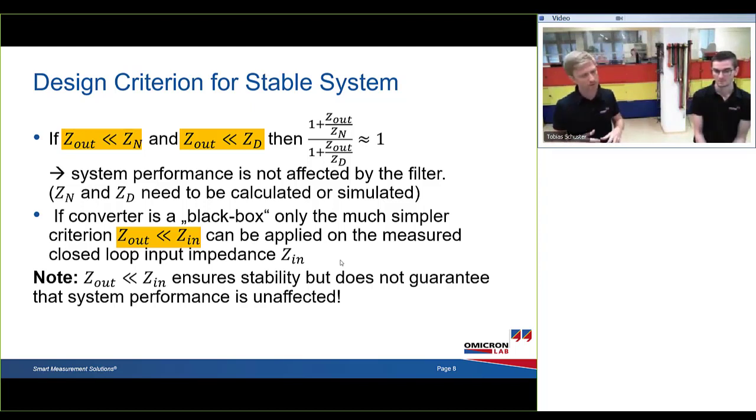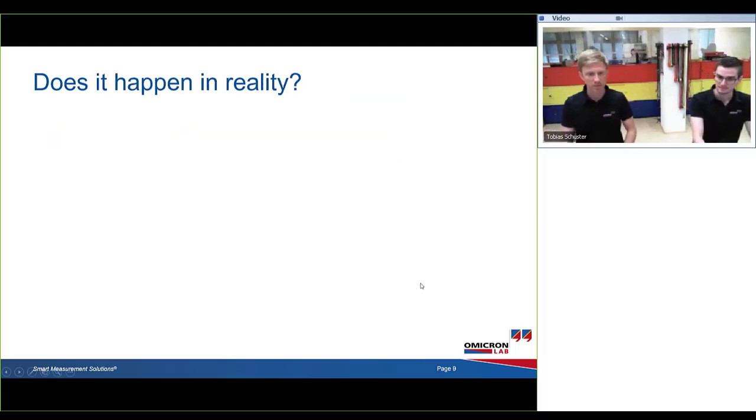So the input filter might still degrade the system performance a little bit, but it will not cause complete instability or oscillation. In this webinar, we'll first show you the results of an experiment that we have conducted, then we talk about how you can measure this stuff, and we will do that live in the webinar at the end.